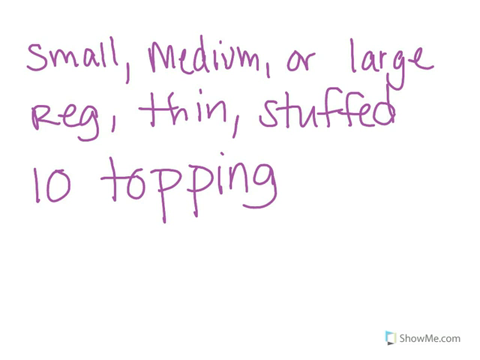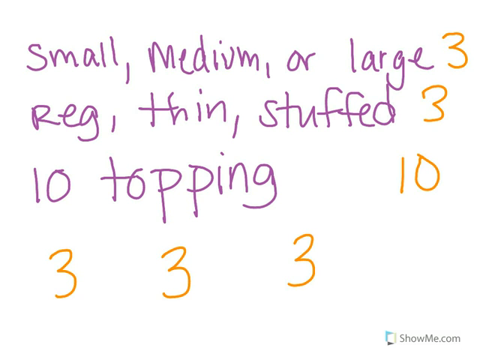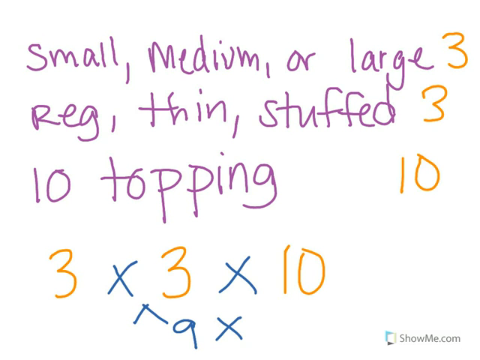So what I can use is this idea of the fundamental counting principle, where I have 3 different options for sizes, I have 3 different options for crust, and I have 10 different toppings that I can choose from, and I'm just going to be picking 1 of each. So I've got my 3 for size, 3 for crust, 10 for toppings. And I can say that I'm going to multiply those together. And I've got 3 times 3 is 9, times 10 is 90 different options that I have for my 1-topping pizza.